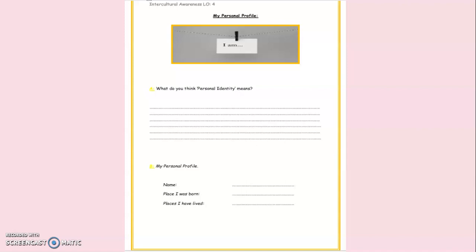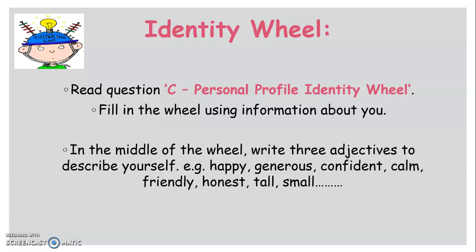Now this is that document. So here, what do you think personal identity is? And here, write your name, where were you born, and what places have you lived in? Well, my name is Megan. I was born in Ireland, and I have lived in Dundalk, Drogheda, Dublin. Maybe you have lived in Paris, maybe you have lived in Rome, wherever you have lived. You can pause this video here while you complete this task, but I am just going to move on.